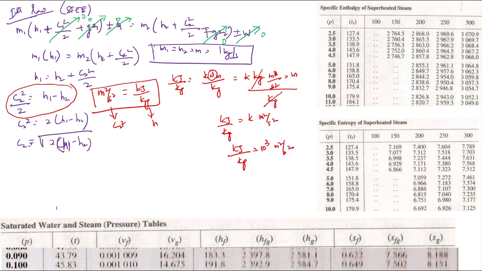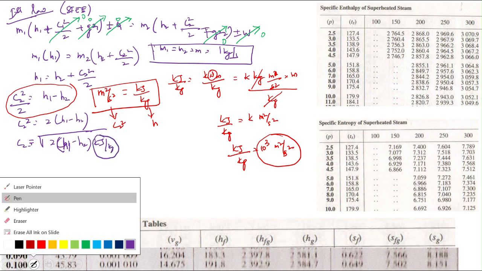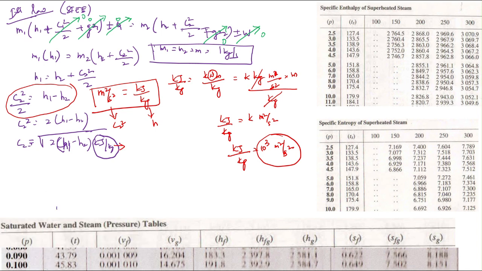Okay, so note that the unit of enthalpy is kilojoule per kilogram. This kilojoule per kilogram is substituted as 10 power 3 meter square divided by second square. So kilojoule per kilogram is converted into this value.